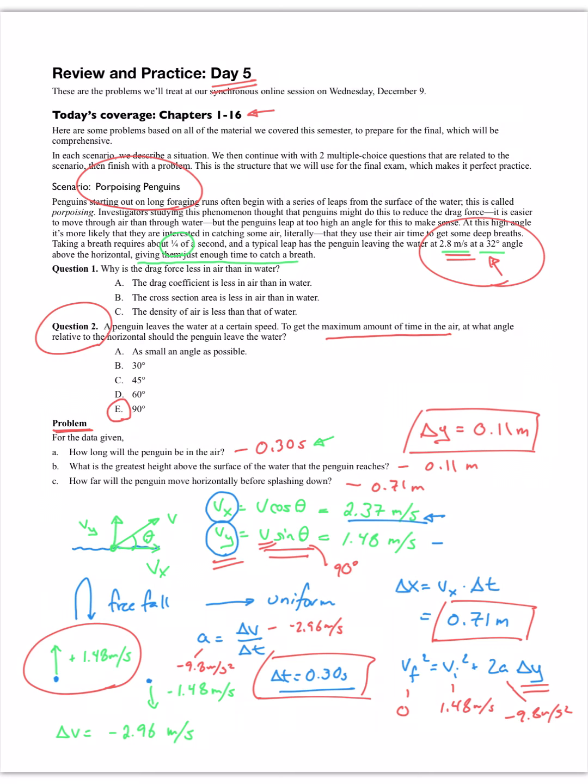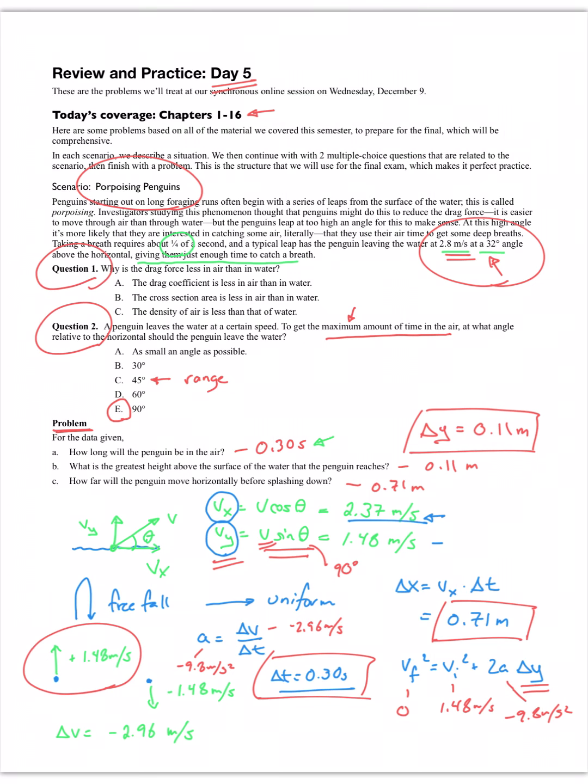Now, when I talk to people about it, the most popular choice was 45 degrees. 45 degrees is what gives you the maximum possible range. But the problem didn't ask about the maximum possible range. It asked about the maximum possible time in the air. And for that, you want 90 degrees. That gives you the most hang time. And now to question 1.